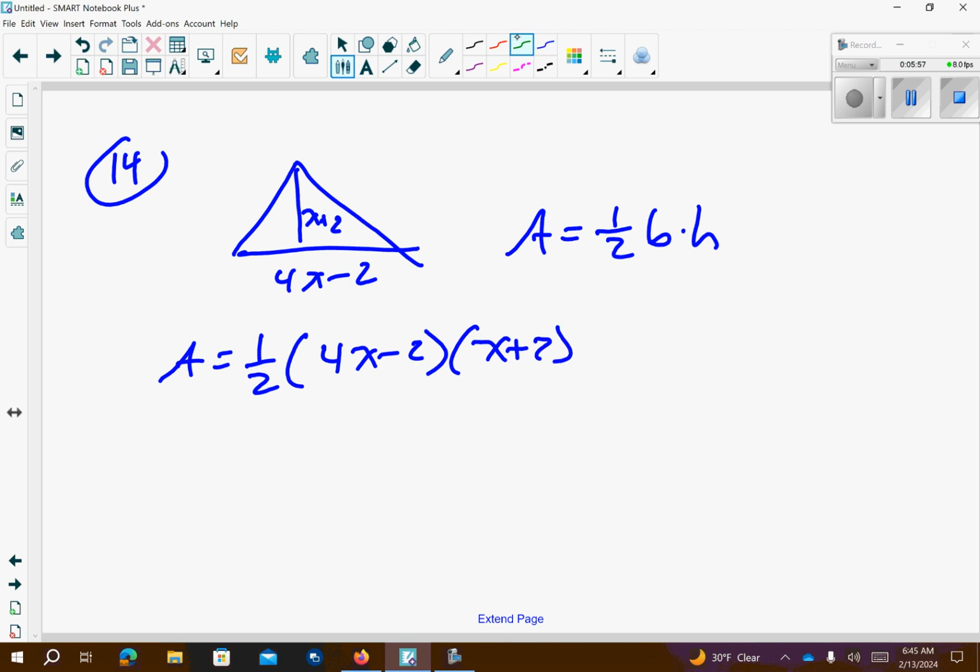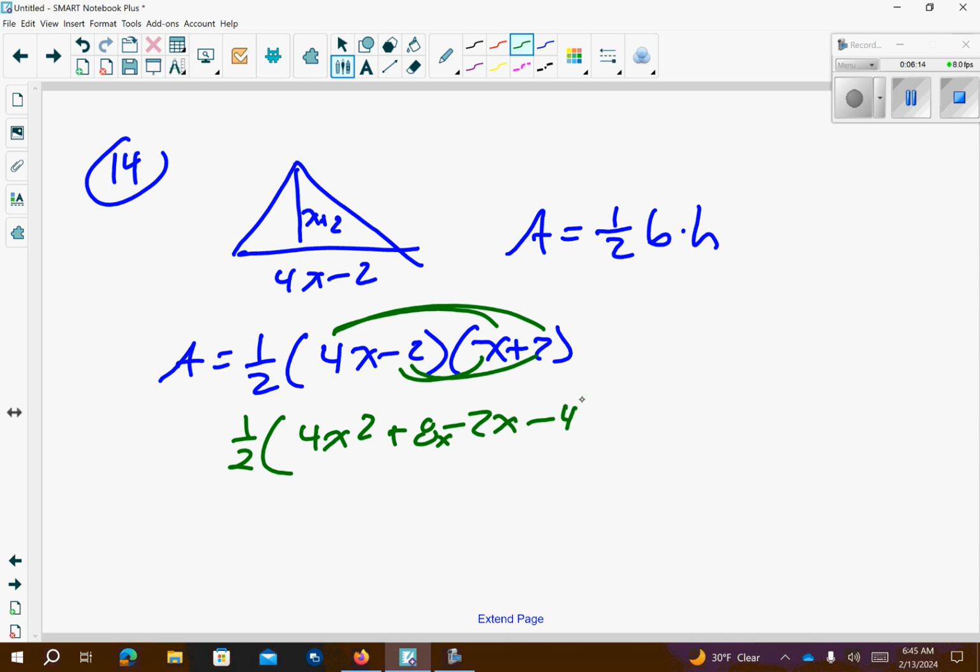And let's multiply these together first. So 1/2 is out front. Keep in parentheses, 4x times x is 4x squared. 4x times 2 is 8x. Negative 2 times x is negative 2x, oops, I forgot the x right there. And negative 2 times 2 is negative 4. Those are like terms, so let's combine those together. So I get 4x squared plus 6x, because 8x minus 2x, minus 4.